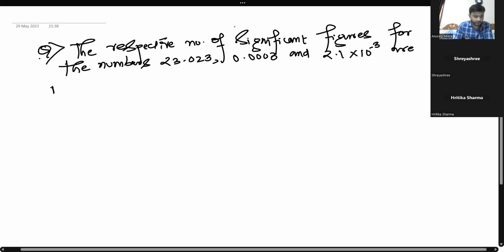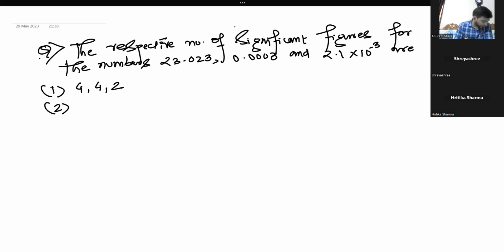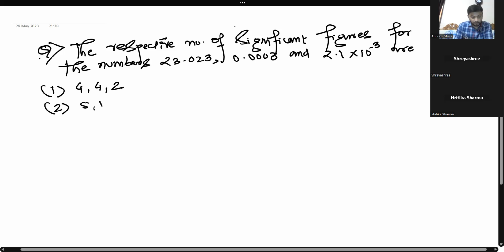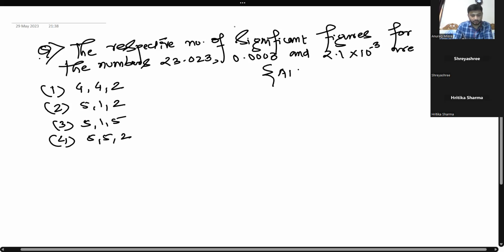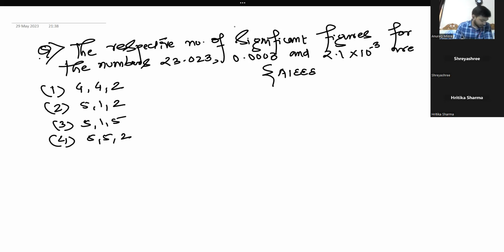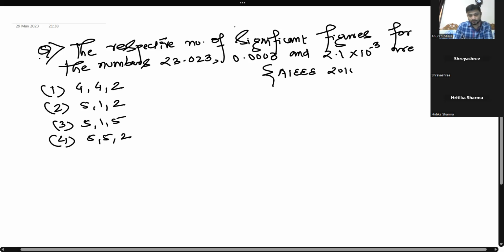The first option is 4, 4, 2. Option 2 is 5, 1, 2. Option 3 is 5, 1, 5. And option 4 is 5, 5, 2. Okay, question from A to B, 2010. What will the answer be, as per the rules?